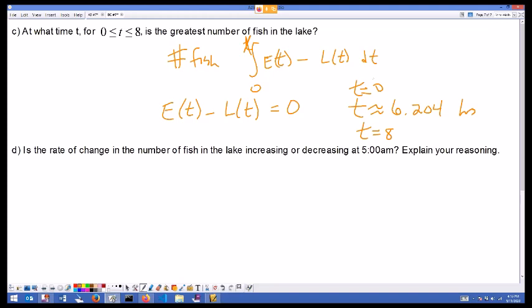And at T equals 0, let's see, E of t minus L of t should be positive. Yeah. So we're increasing, and then we are decreasing after that at t equals 8. So you show your sign chart. Good on that or no?